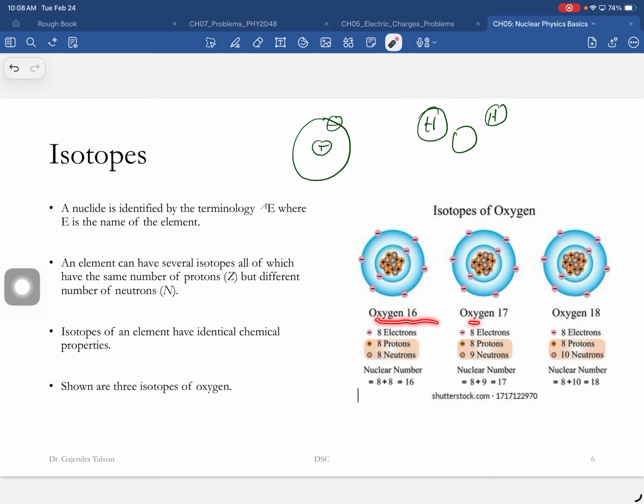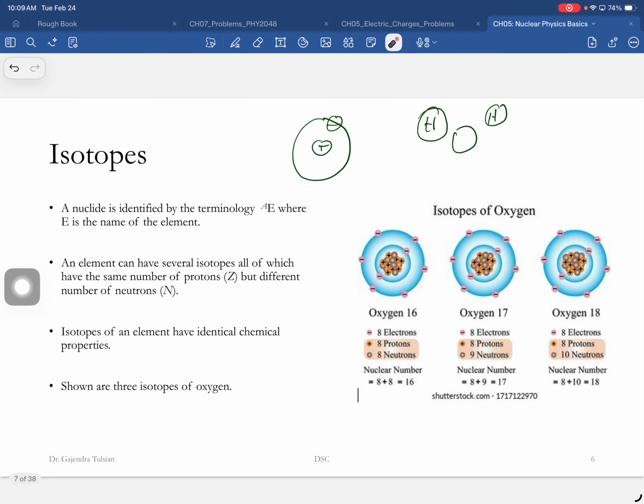Okay, so these are isotopes. Isotopes weigh differently because the number of neutrons is different, but their chemical properties are the same. A nuclide is identified by this, where E is the name of the element, and this is the number of neutrons and protons. Isotopes of an element have identical chemical properties. They just have a different number of neutrons.